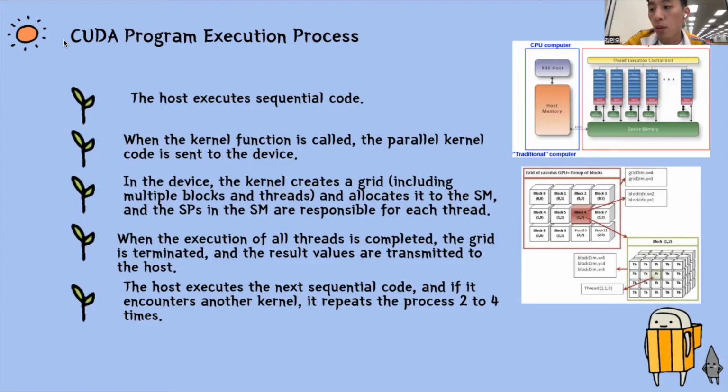When the execution of all threads is completed, the grid is terminated and the result values are transmitted to the host. The host executes the next sequential code, and if it encounters another kernel, it repeats the process 2 to 4 times. And the picture on the side shows the structure of storage for CUDA execution.